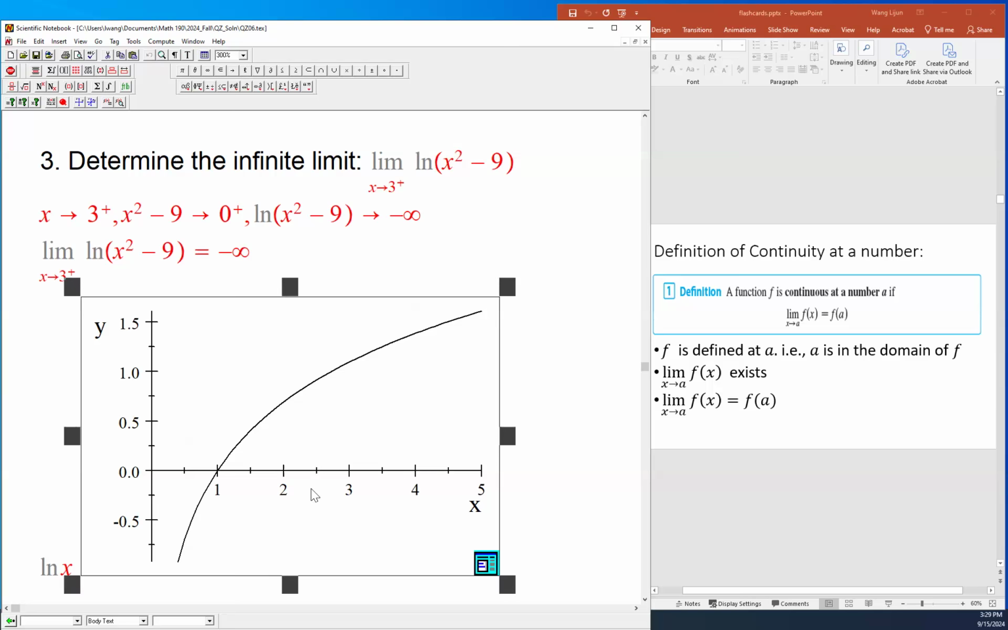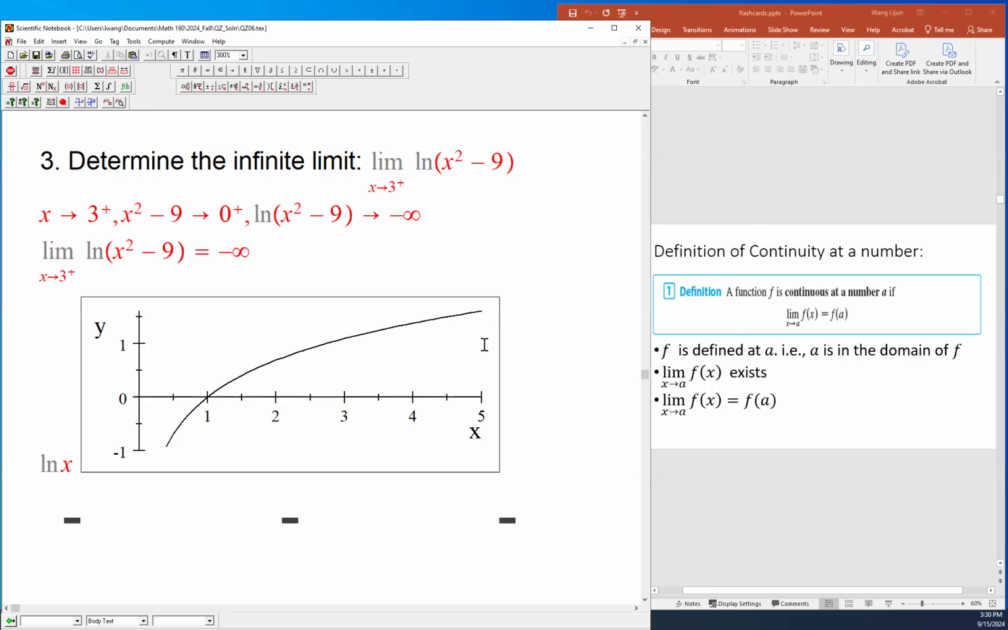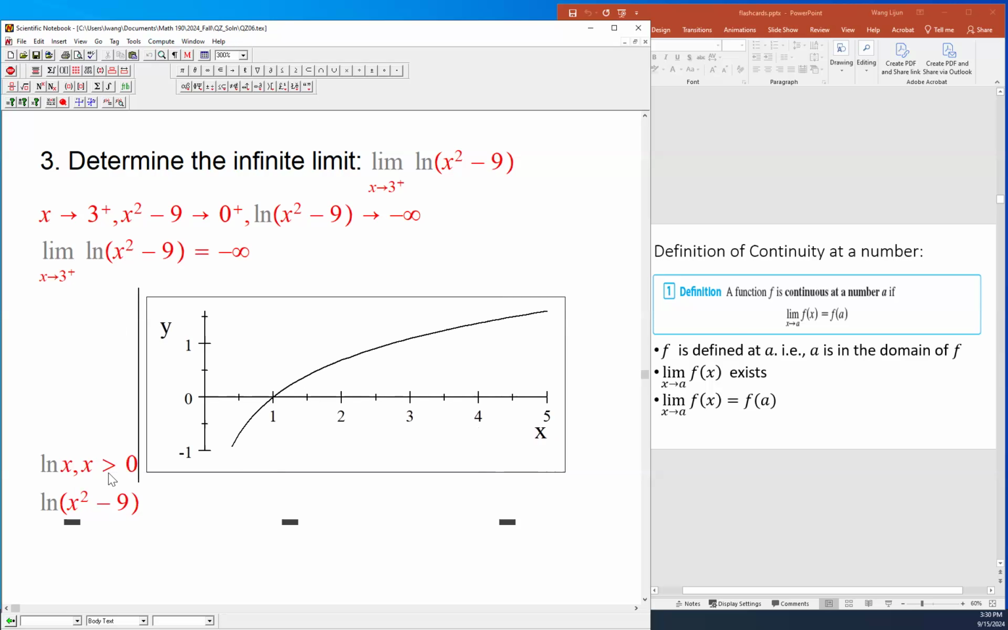This curve says the domain of a logarithm has to be greater than 0. So in our case, this is ln x, right? For ln(x squared minus 9), the domain requires x squared minus 9 to be greater than 0. Okay, that's to determine the domain.